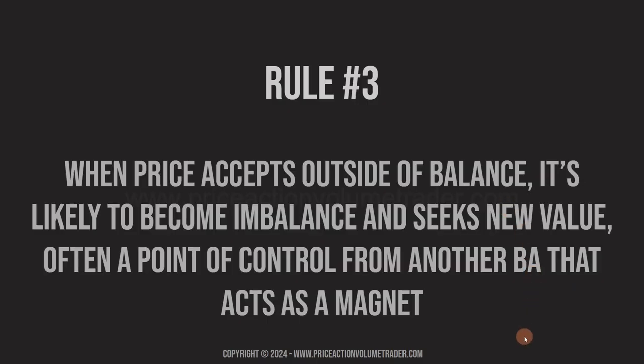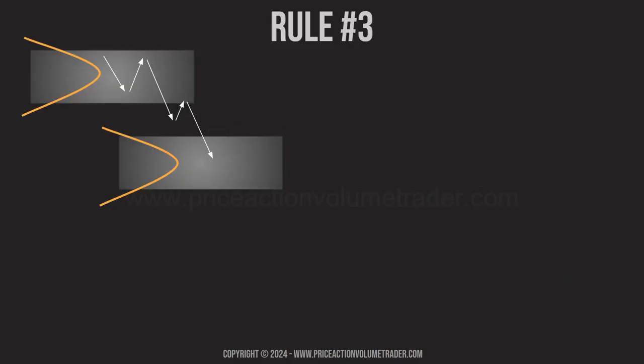Rule number 3, when price accepts outside of balance, it's likely to become imbalanced and seeks new value. So this is basically a breakout. Often a point of control from another balanced area acts as a magnet. Okay, so here, this is also included in the template I showed you from 2022 with the volume profile transitions.